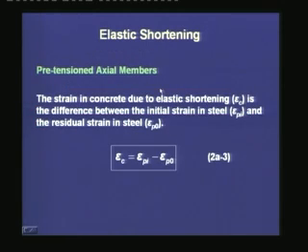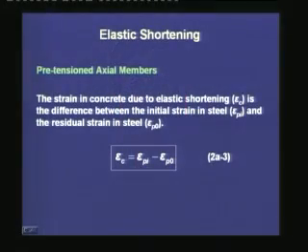Now, the strain in concrete due to elastic shortening, epsilon C, is the difference between the initial strain in the steel, which is epsilon Pi, and the residual strain in the steel, which is epsilon P0. Hence, epsilon C is equal to epsilon Pi minus epsilon P0. This is just a geometric relationship.